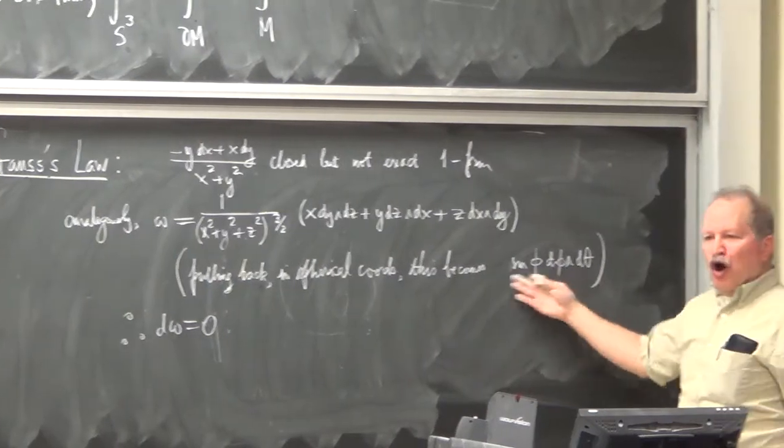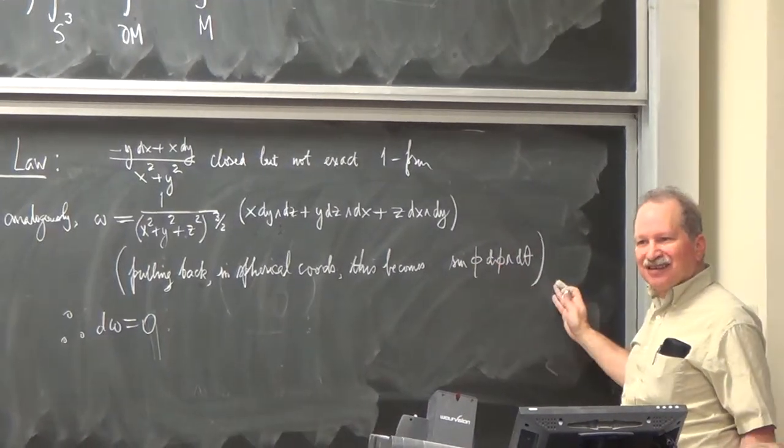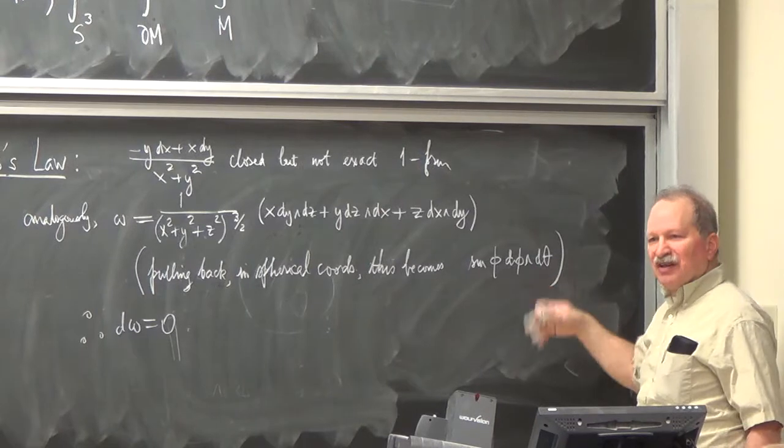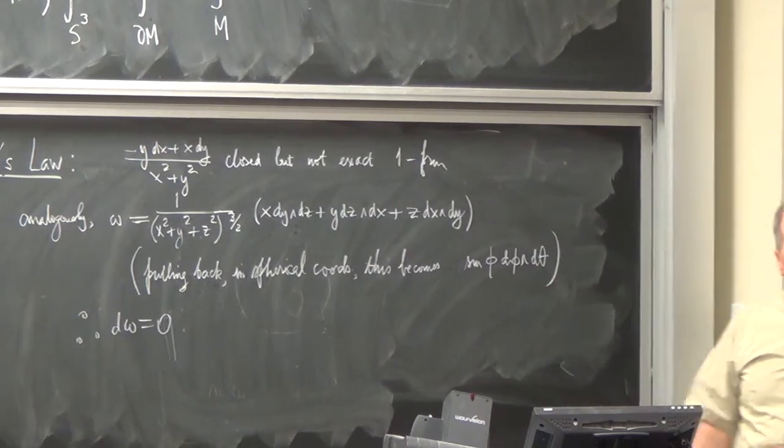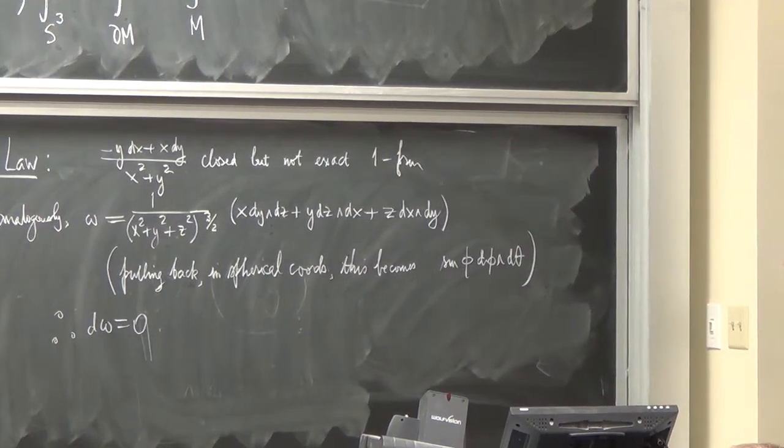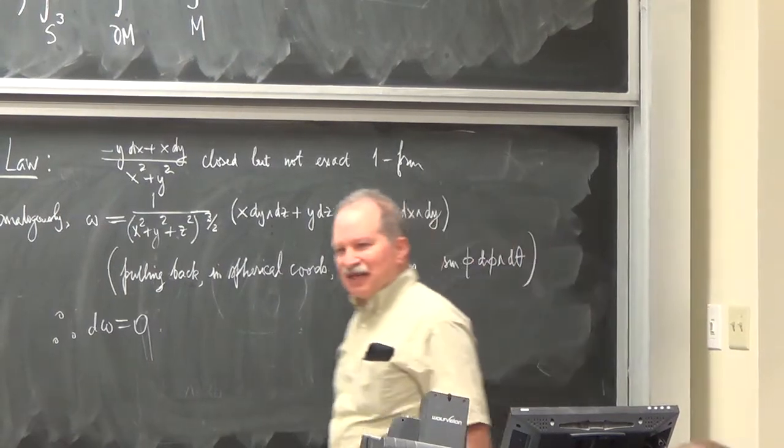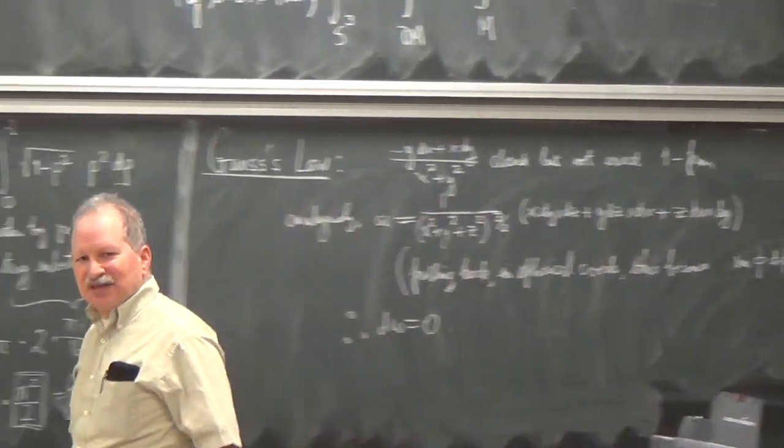There's no function of rho here, so when you differentiate, all you get is d phi wedge d phi wedge d theta. So it's a closed 2 form. Is it exact? No. Humpty Dumpty asks.